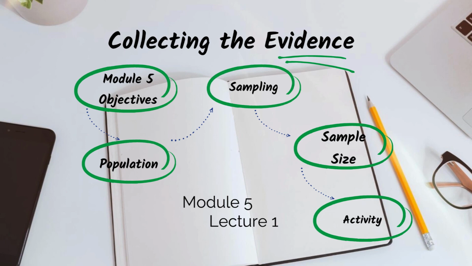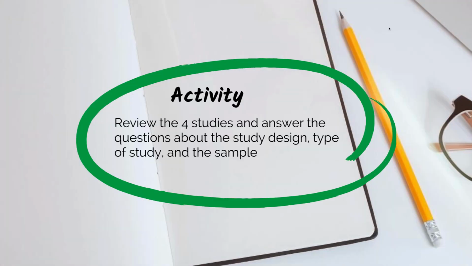So once you've defined your population and you've determined your sample and you've gotten an idea of what type of sample size you need, from there, we need to figure out how exactly you will go about collecting that data and what inferences you can make. For the first part of the activity, review the 4 studies, the links are given on the practice worksheet, and answer the questions about the study design, the study type, the study outcomes, and the study sample. You only need to read the abstract from the link to answer these questions.